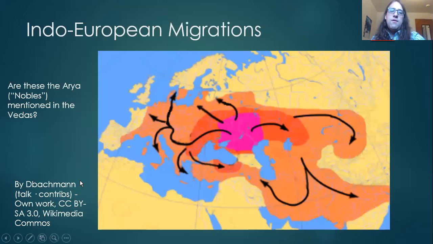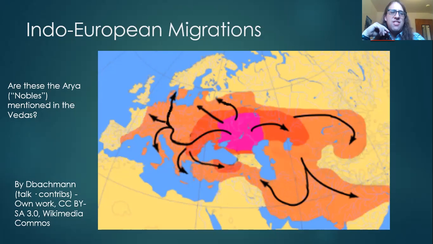And one theory that people have is that the Indo-Europeans came in and they set themselves up as the people on top. They took over, they conquered, and these would be the people who are described as nobles of noble birth, which is the word Arya in the Vedas. That's the theory anyway, and that was the original theory. Nowadays, we're not so sure if that's really true.